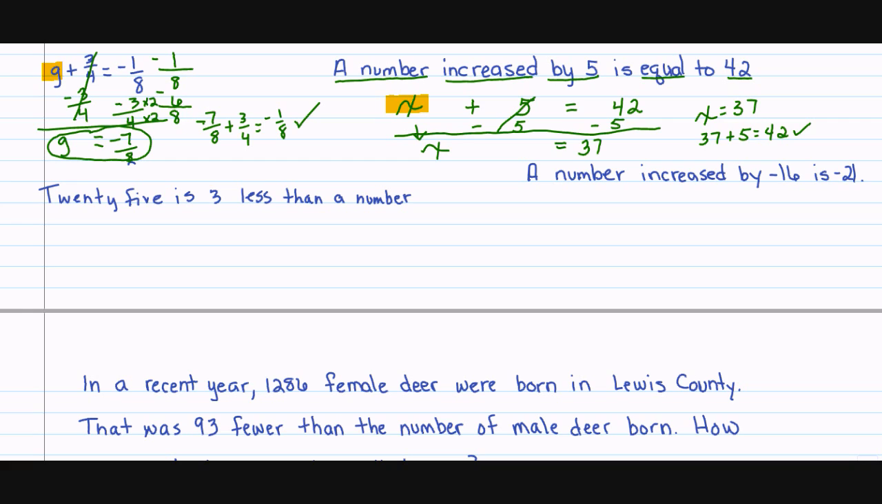Okay, let's do this one step at a time. 25 is your number. Is means equals 3 less than a number. Now, remember the key word, than, means you need to switch these. So my problem is 25 equals x minus 3. Now I need to solve.